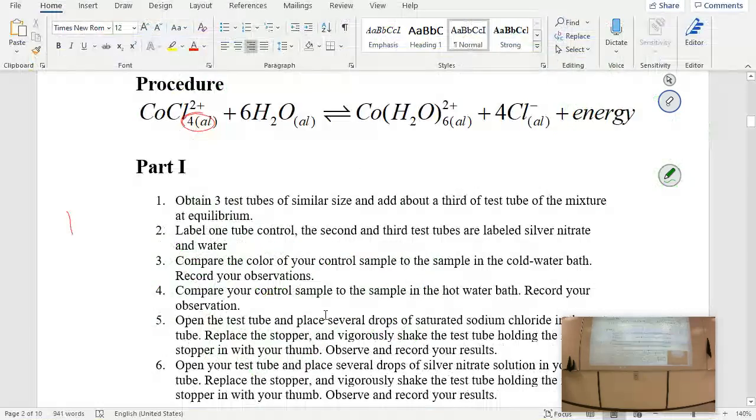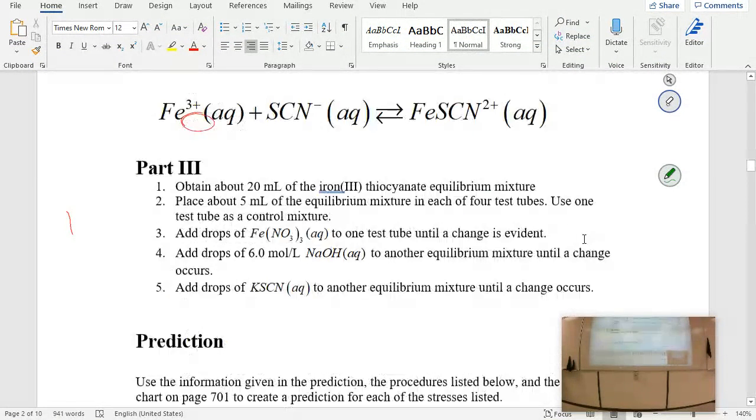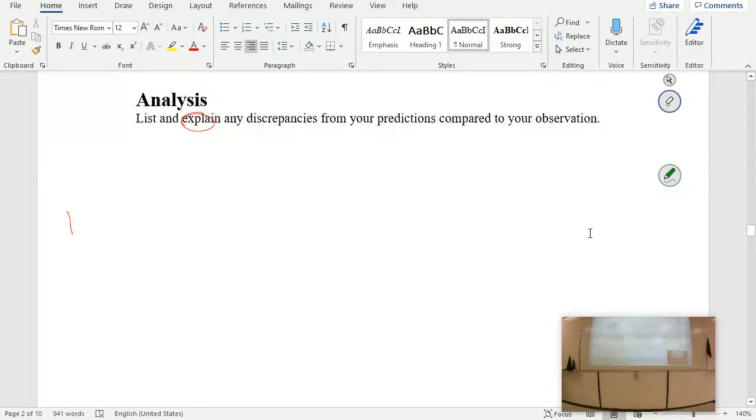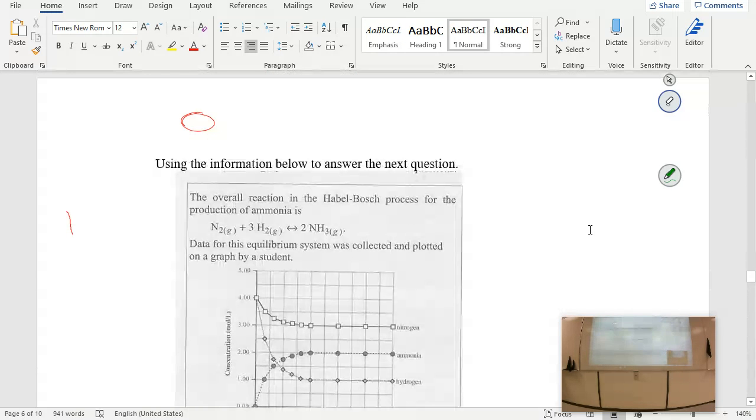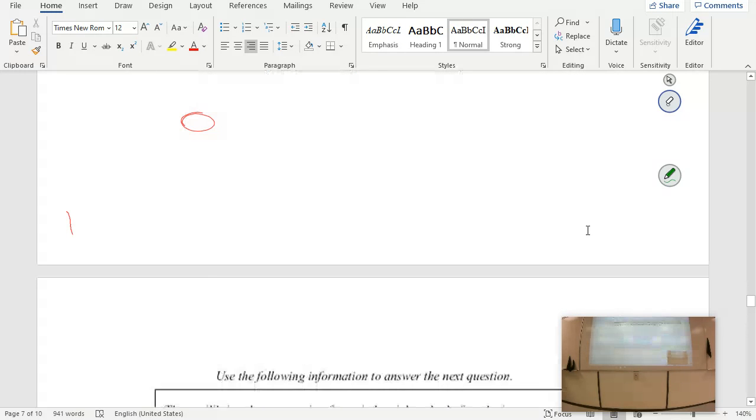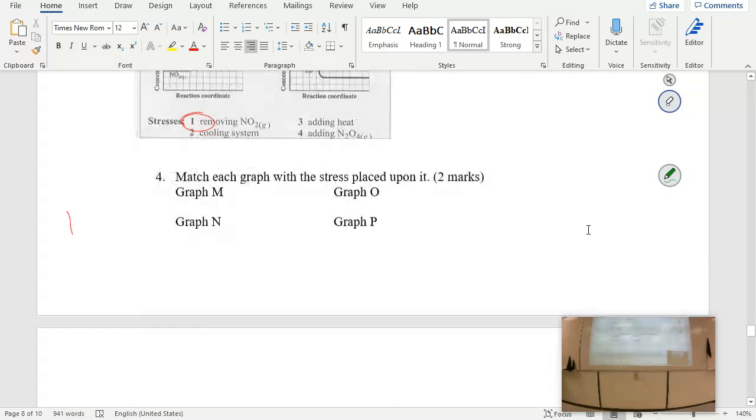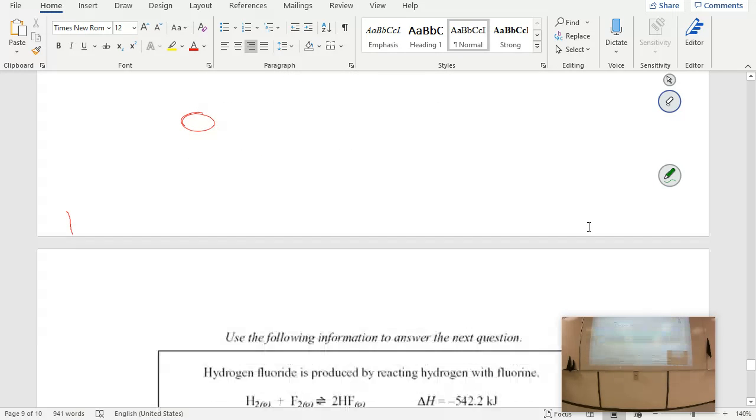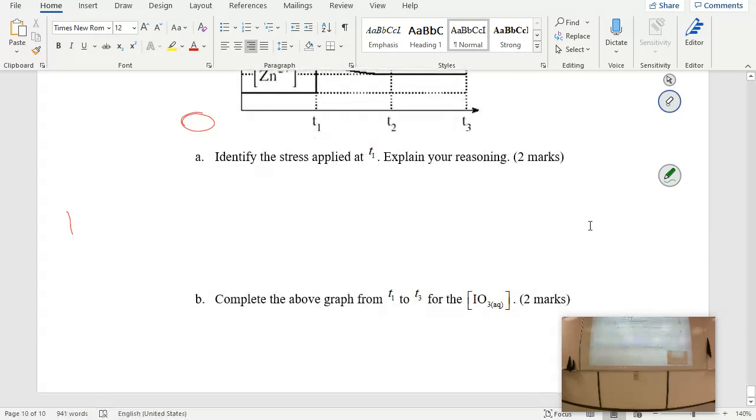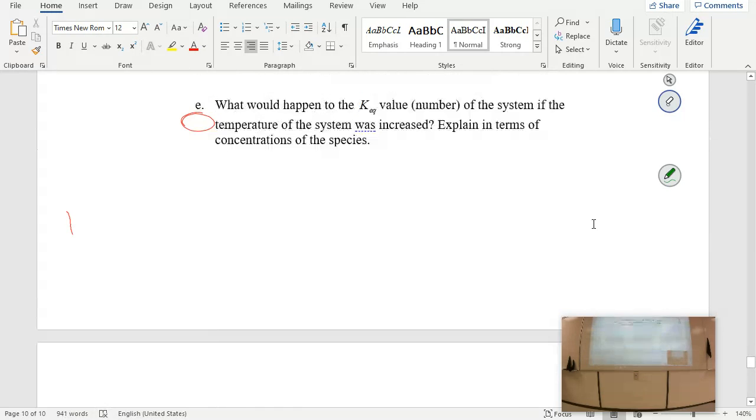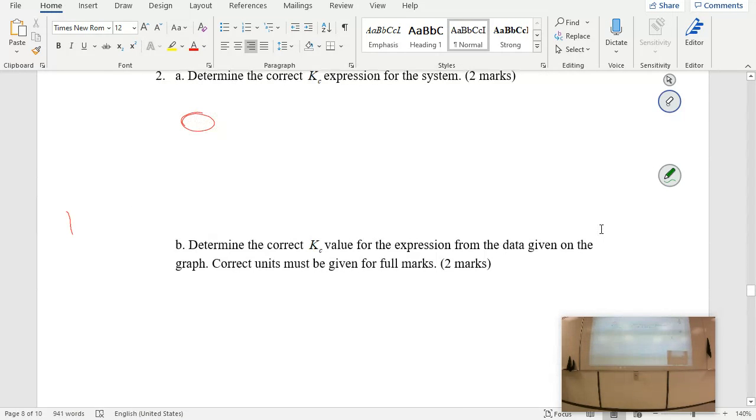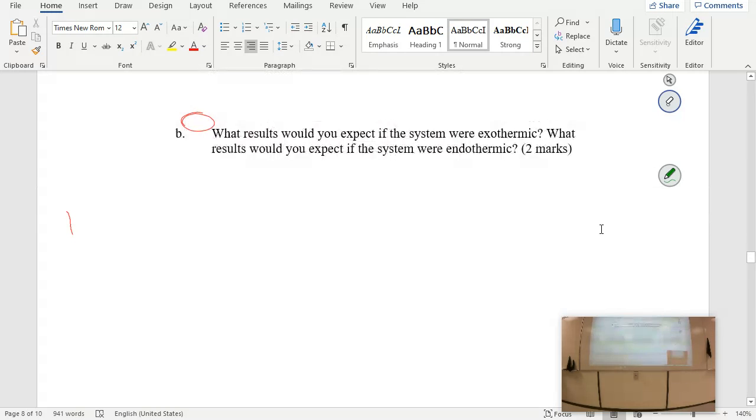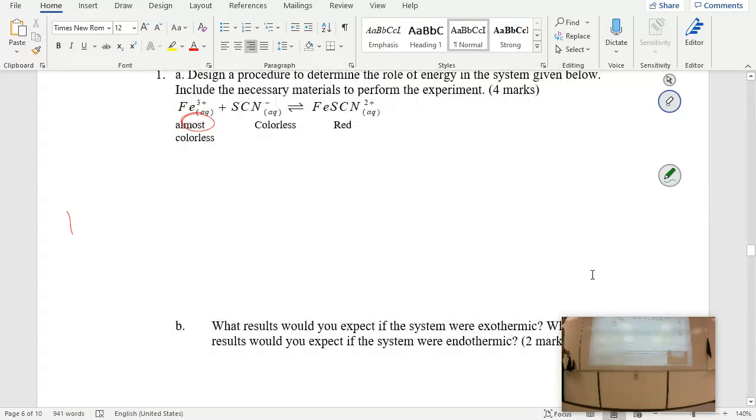I'm sure you're tired of hearing me talk. So I want you to go to the post lab. I would like you to do 2 through 6 on the post lab as homework. And then I would like you to attempt number 1. So do 2 through 6.